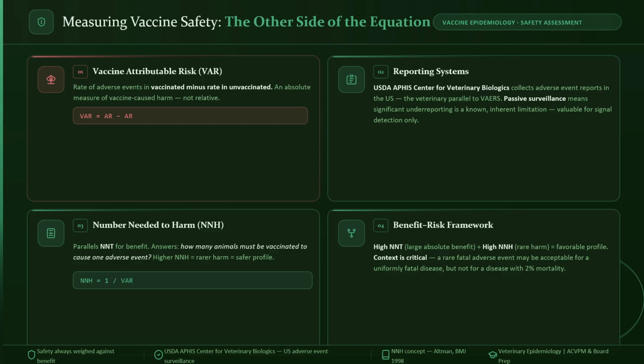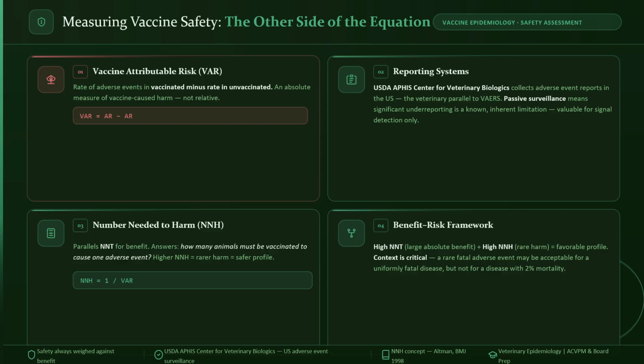Next, number needed to harm, NNH. It's 1 divided by VAR, and it parallels number needed to treat on the benefit side. It answers a practical question. How many animals must be vaccinated to cause a single adverse event? A higher NNH means rarer harm, which means a safer profile.